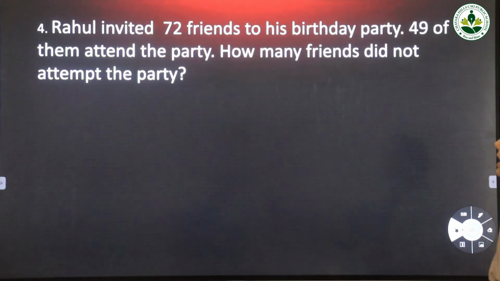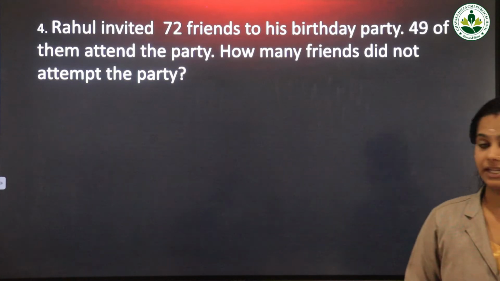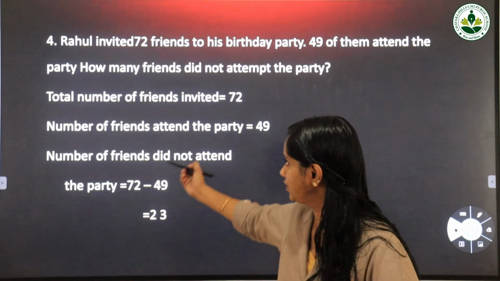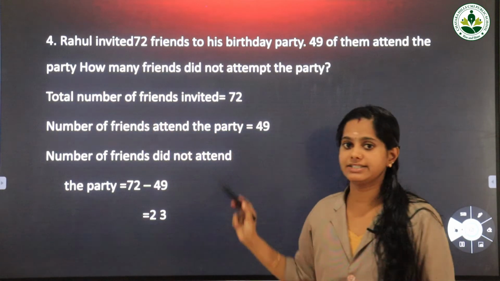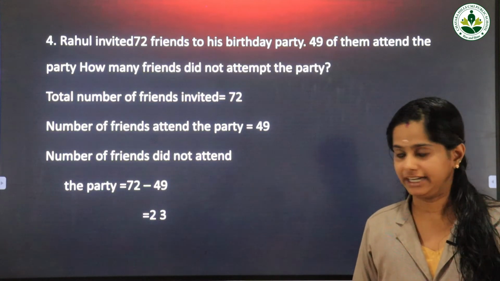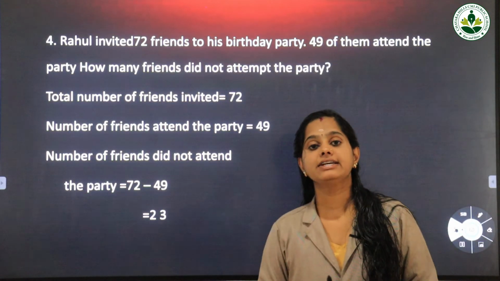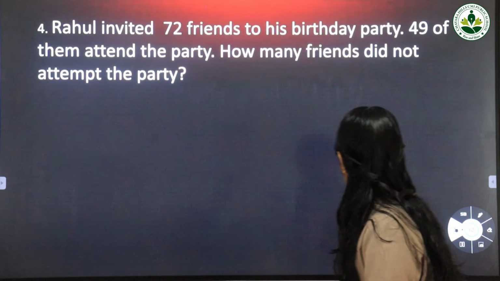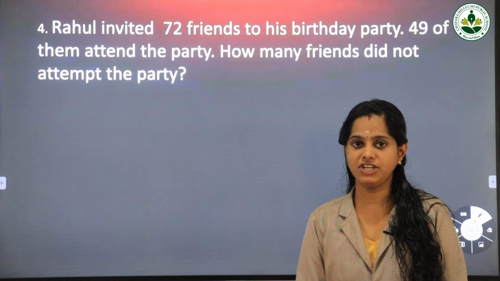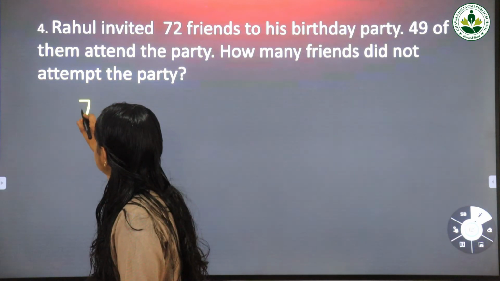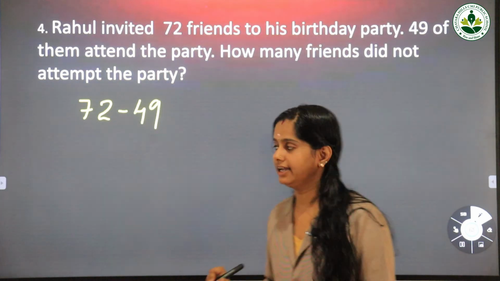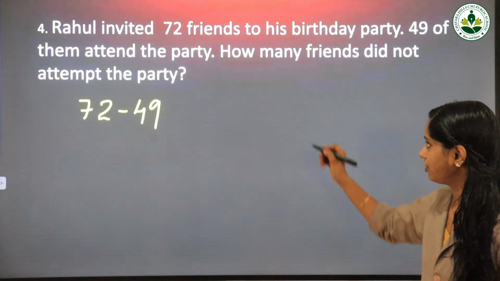We have to find the number of friends who did not attend the party. Total number of friends invited 72. Number of friends who attend the party 49. For this we subtract 49 from 72. You have to find the value of 72 minus 49.